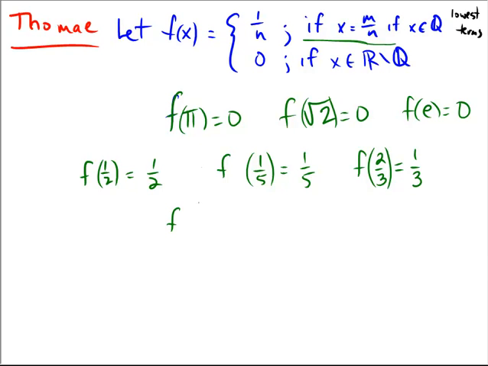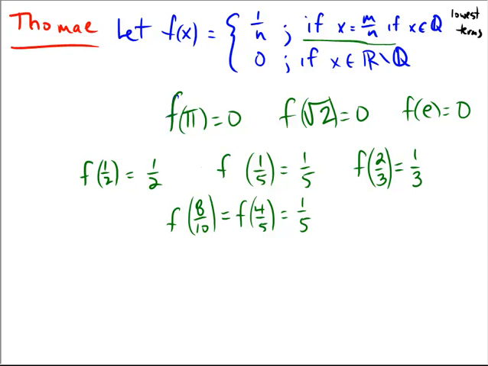F of something like 8/10. Well, 8/10 is not reduced. So 8/10 we'd have to first reduce into 4/5. So I'm not changing anything by calling it 4/5. But f of 4/5 would be 1/5, because again, we don't take the numerator. We only take the denominator and make a unitary fraction, 1 over that denominator.